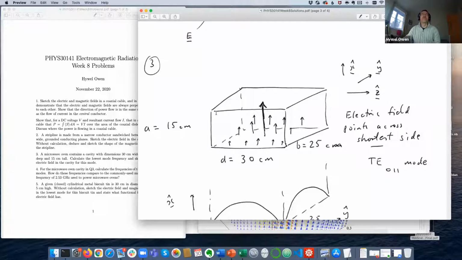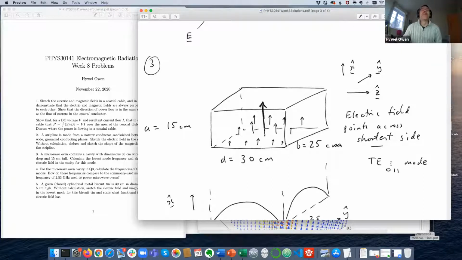So remember, there was a rule that to have a finite size for the electric field somewhere in the cavity, two of those numbers had to be not equal to 0. Okay, so 0, 1, 1 or 1, 0, 1 or 1, 1, 0 are the lowest modes for electric fields pointing in either the X, the Y, or the Z directions. And each of those will have different frequencies if A, B, and D are different sizes. But you can't have a mode like 0, 0, 1 or 0, 0, 0. You can't do those because there's no electric field at all.